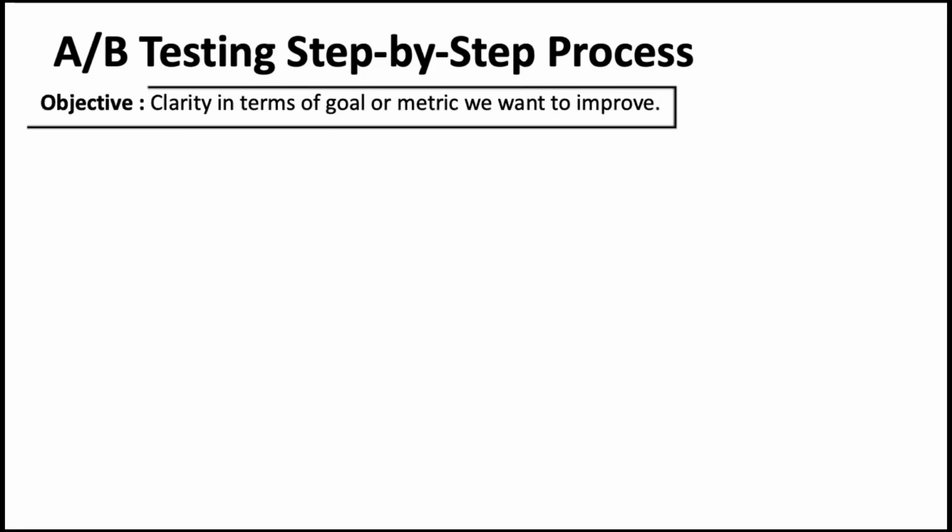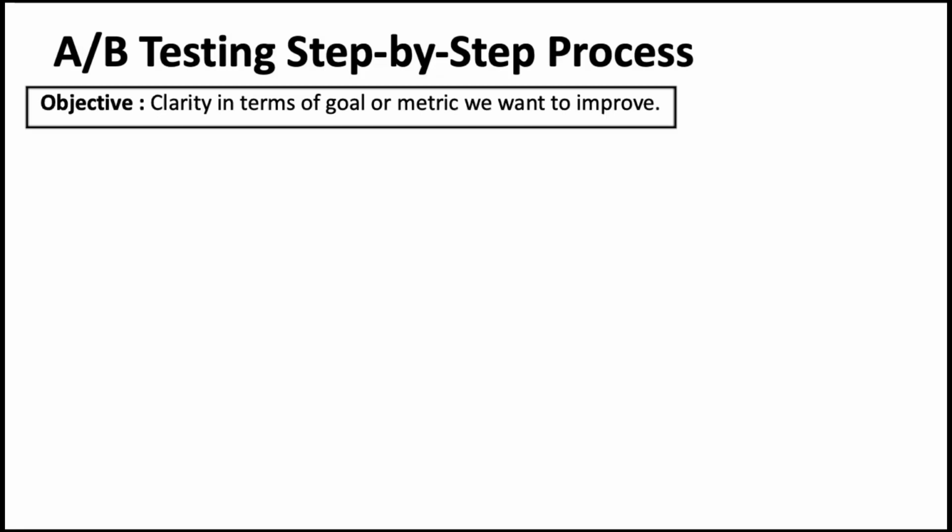Now let's understand the step-by-step process for A/B testing. First thing is that we need to have clarity in terms of our goal or metric that we want to improve. Let's say in our case, we talked about the click-through rate. In certain cases, it could be a conversion rate. We are more interested in having a sale rather than just displaying the item.